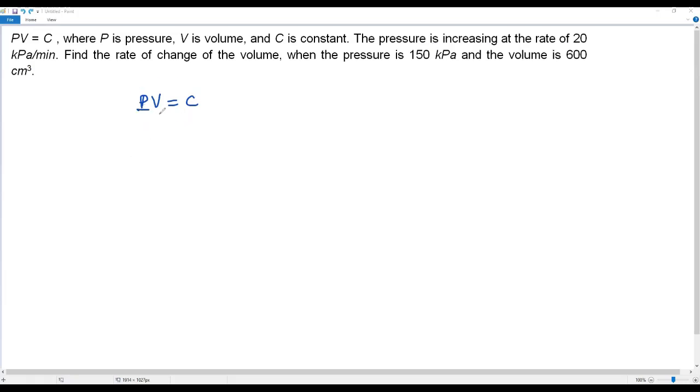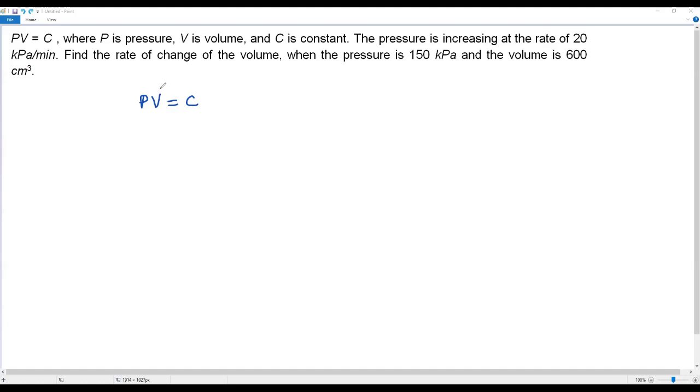Here P is a variable and V is also a variable. P is pressure, and pressure is a variable because the pressure is increasing. Whenever a quantity is changing, it may increase or decrease, so it has to be considered a variable. When the pressure is increasing or decreasing, definitely the volume will also change, so volume also has to be considered a variable. And the question itself clearly says C is a constant, so it's a fixed value.